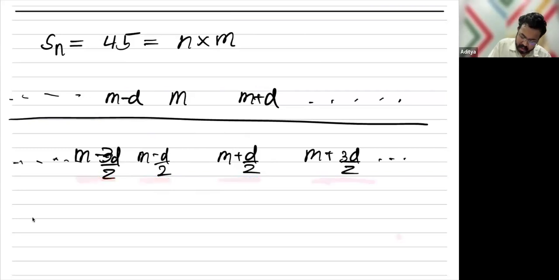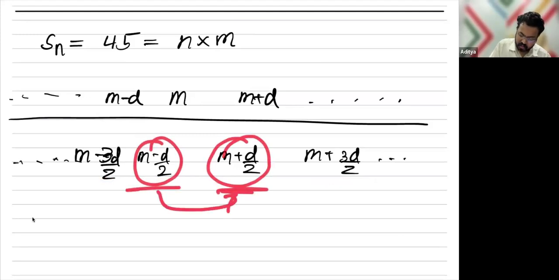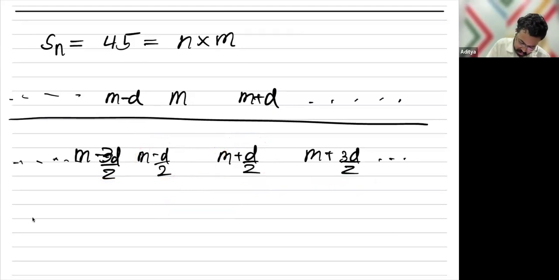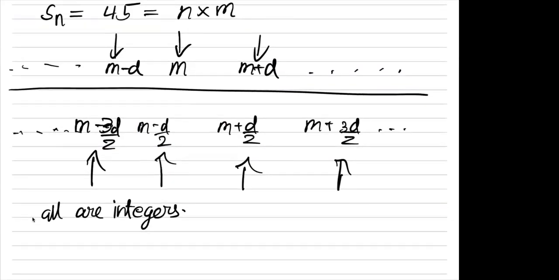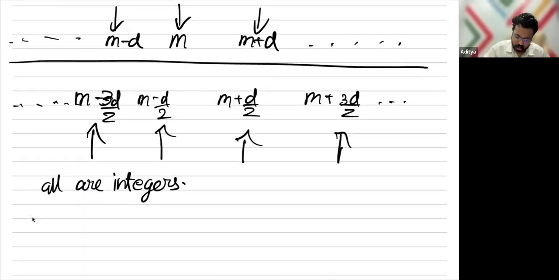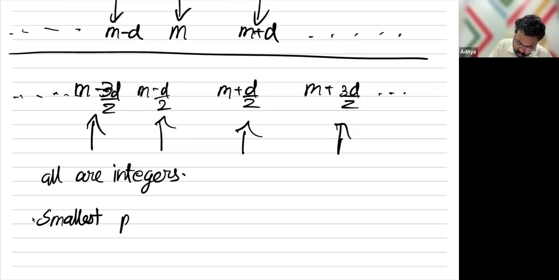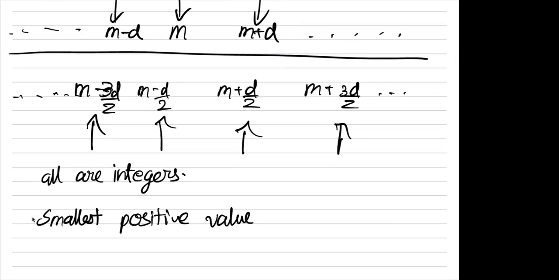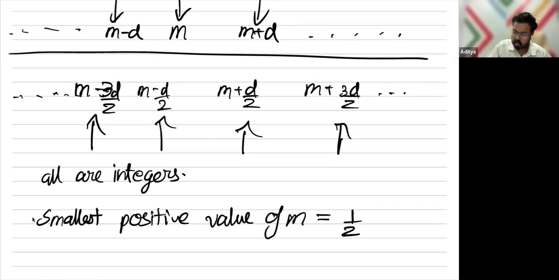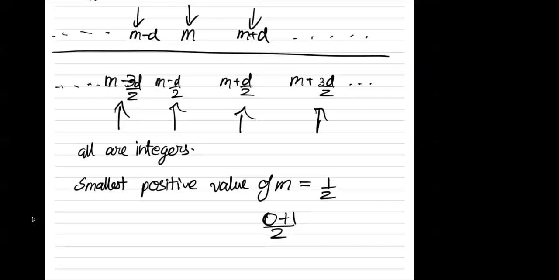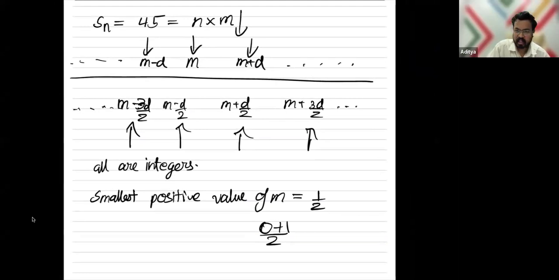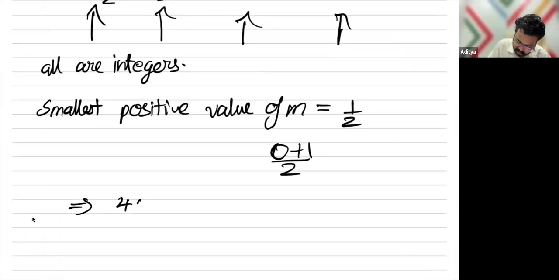Now m is the average of these two quantities, average of two consecutive integers. All these are integers. Now, if you have m as the middlemost term, and m is the average of two integers, then you want to reduce it. Smallest positive value of m will be equal to half, because m can be the average of 0 and 1, which is 0 plus 1 upon 2. That way, you have minimized m, that will maximize the value of n. So from here, 45 equals n times half, which gives n equal to 90.